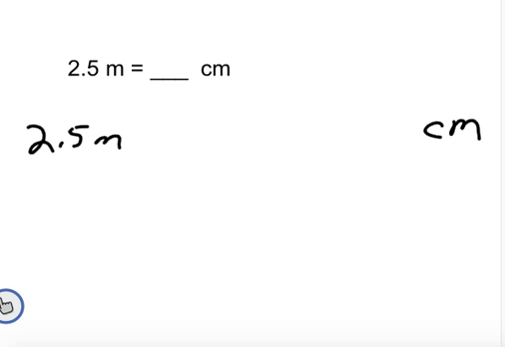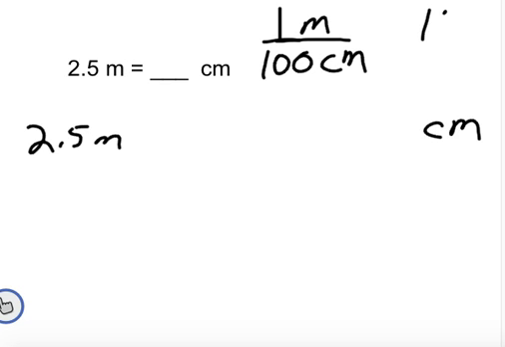So what we're going to do here is we're going to look at the conversions we had before. We had 1 meter is equal to 100 centimeters, or 100 centimeters equals 1 meter. Those are my two possible conversion factors here because there's a relationship between meters and centimeters. Now what we're going to do is we're going to use one of these. Now to use the right one, we want to cancel off meters.